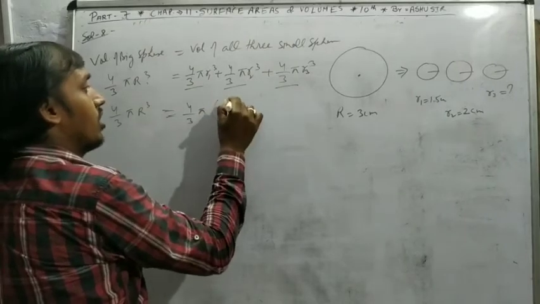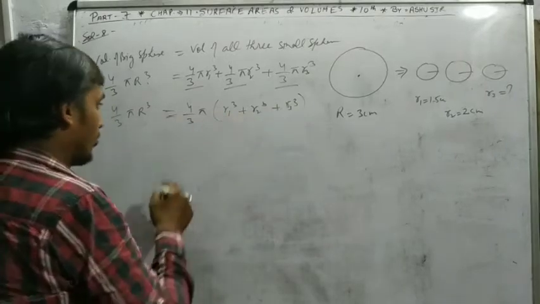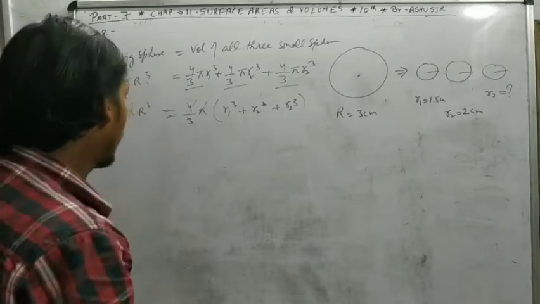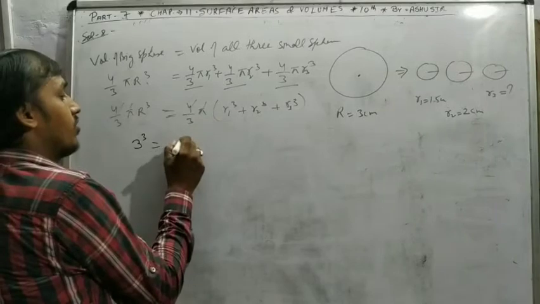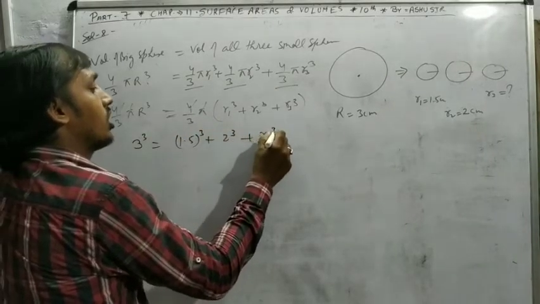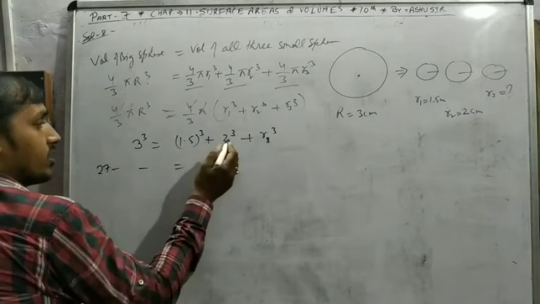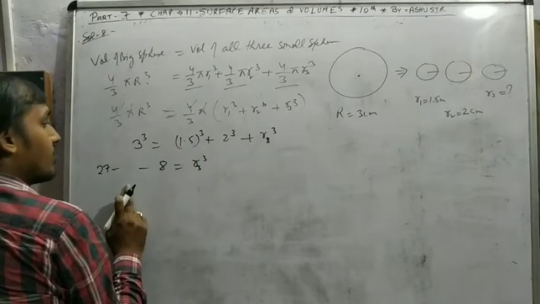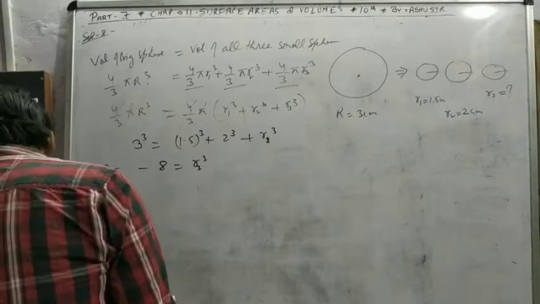So what remains? R1 cube, R2 cube, R3 cube. Then 4 by 3 pi is cancelled. Then I put the value of capital R3 cube, small r1 1.5 cube, 2 cube, R3 cube. 27 minus, send to both sides, 8. 1.5 square is 2.25. 2.25 into 2.